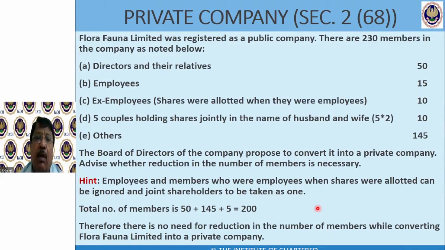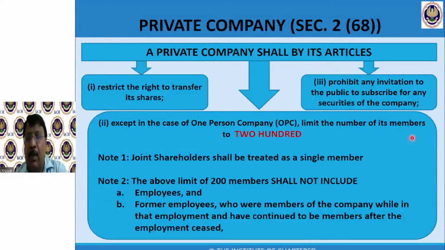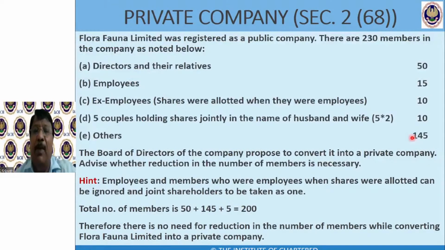Okay. So, what is the point? Employees and ex-employees who were allotted shares when they were in employment can be excluded. That is 25 to be excluded. So, 50 plus, can I take 10 or 5? Joint holders should be taken as 1, so 10 will become 5. Joint shareholders 5 into 2, now I take 1. So 50 plus 5 plus 145, exactly 200. Therefore, there is no need to reduce the number. They want to convert this company into a private company. Can they do that? Yes, why not? Because even after conversion, it will have only 200 members. There is no need for reduction in the number of members. Okay. Are you clear? Any doubt? You can ask me.